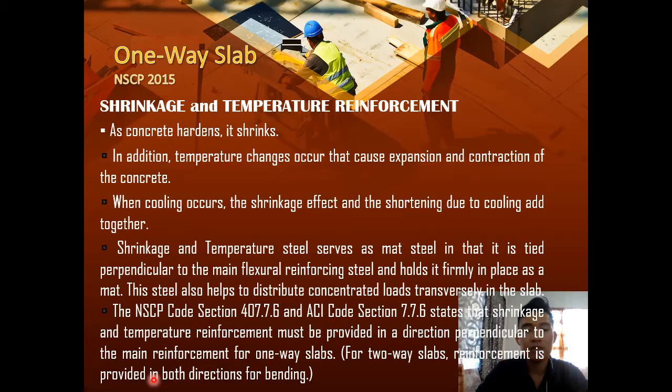So okay. So the NSCP code section 407.7.6 and ACI code section 7.7.6 states that shrinkage and temperature reinforcement must be provided in a direction perpendicular to the main reinforcement for one-way slab. So, nasabi na natin siya kanina guys na yung paglagay natin ng shrinkage and temperature reinforcement is always perpendicular to our main reinforcement. So for two-way slab, reinforcement is provided in both directions for bending. So hindi na natin pag-uusapan yung two-way slab kasi kasama kong reporter na si Mervin Mamza, siya na yung magdi-discuss ng two-way slab.